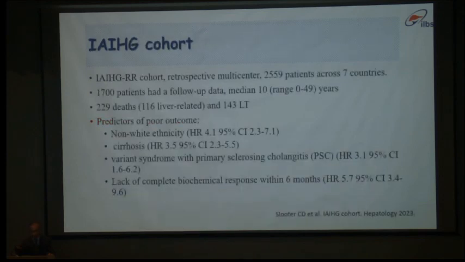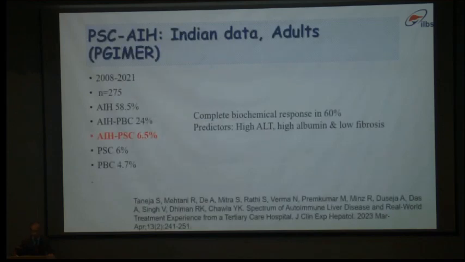This is a large data from the international autoimmune hepatitis cohort, looking at predictors of poor outcome. Apart from cirrhosis and lack of complete biochemical response within 6 months, one of the predictors of poor outcome was the overlap syndrome with PSC, primary sclerosing cholangitis.